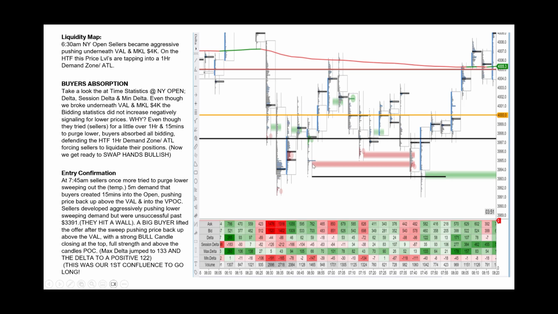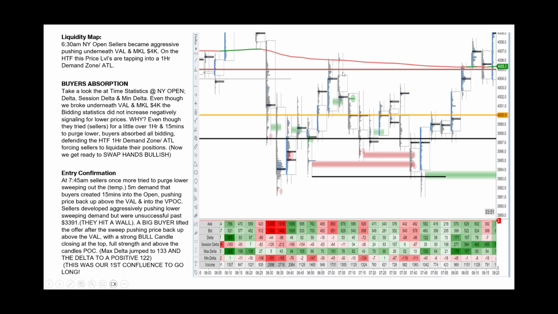Sellers got aggressive, pushed price back down, and then we created this 5-minute demand zone, because we pushed back basically into these points of control. As you can see, there was another big seller looking to push this market and purge lower underneath the value area low. Unsuccessful. We pushed higher. All right, as you can see, buyers were getting aggressive. A big buyer right here lifting the offer right here at the value area low. And then we pushed higher into the volume point of control, and then we hit this VWAP.